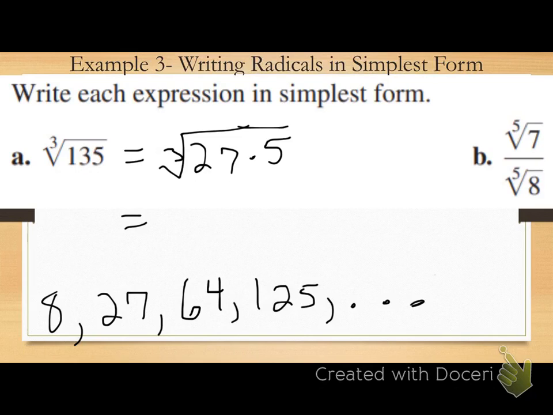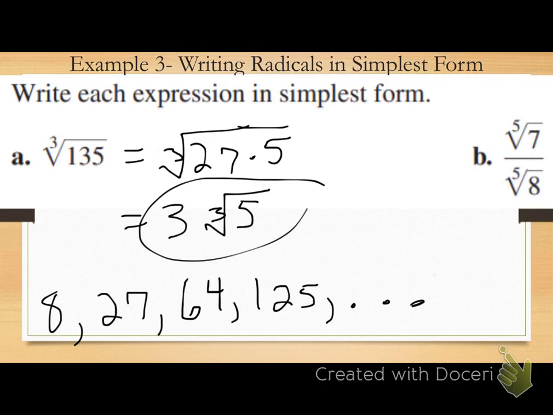27. What's the cube root of 27? 3. So I pull that 3 out. Can I take the cube root of 5? No, so it stays under my cube root. That is now simplified. So very similar to simplifying square roots. Instead of using our perfect squares, we're using our perfect cubes. If this was a 4th root, I'd be finding my perfect 4s. 5th root, perfect 5s. 6th root, perfect 6s, so on and so forth. Does that make sense? Can I erase A and move to B?